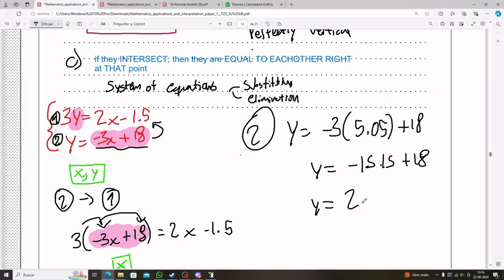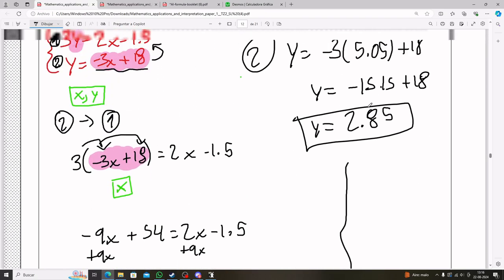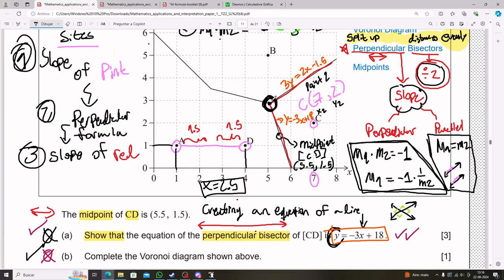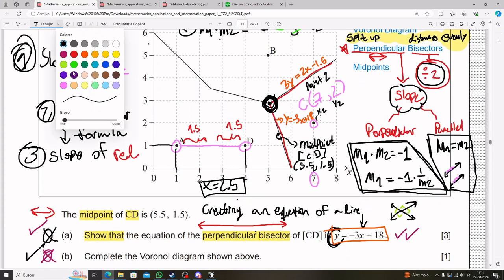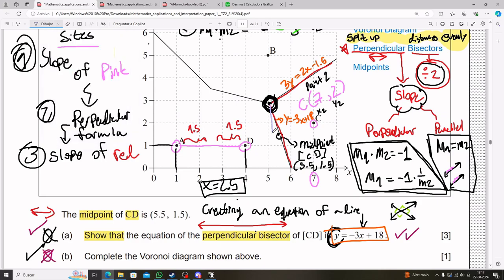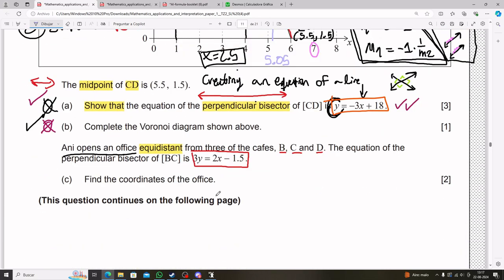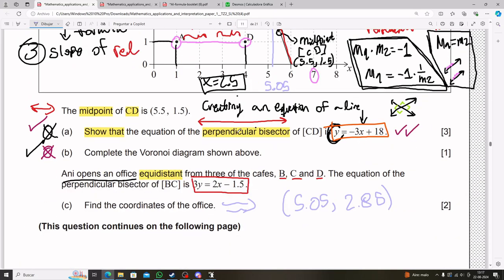Quick maths, there is 2.85, just double checking. So boom, this is the x value, this is the y value of this coordinate right there. If I get really fancy, I would be saying that this is 5.05 and that is 2.85. So the coordinates of this office combining the x and the y is going to end up as 5.05 comma 2.85. I check visually with the graph, it makes sense. That would be for number 7, you guys.